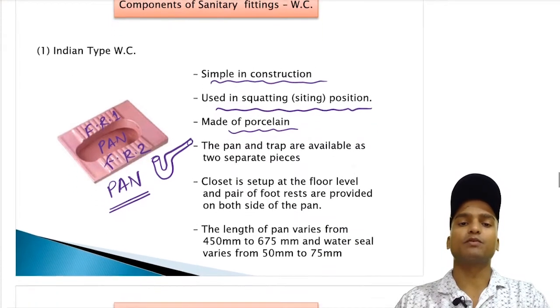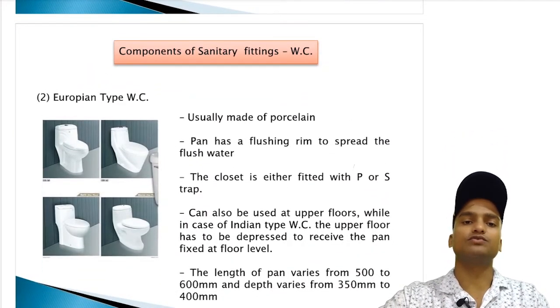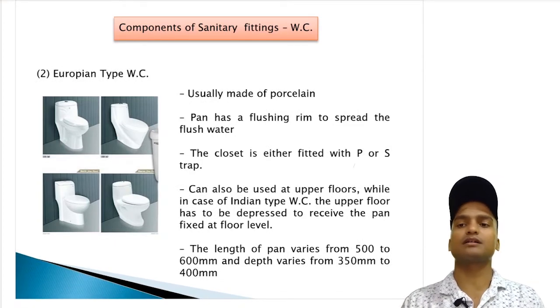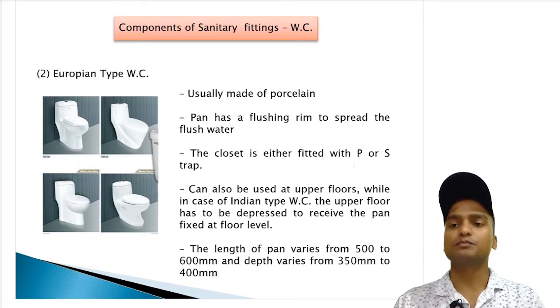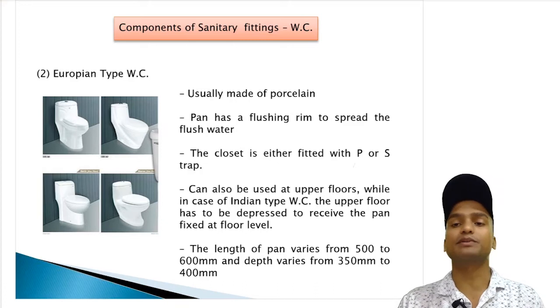Next type of water closet is European type water closet, and it is usually made of porcelain. See, porcelain material is again and again coming, so let me explain it also. Porcelain is a ceramic material made by heating clay type materials to high temperature.